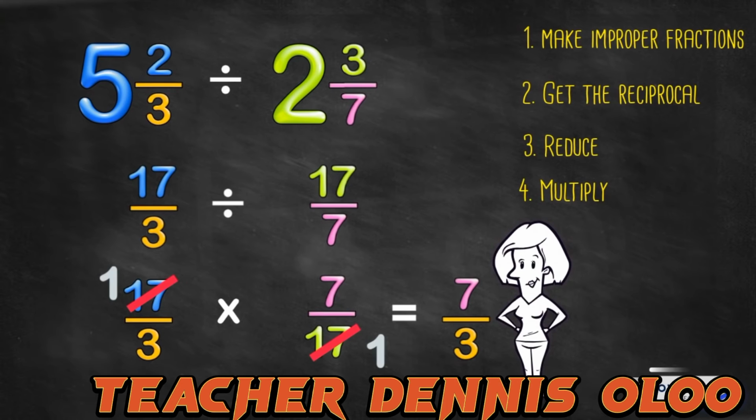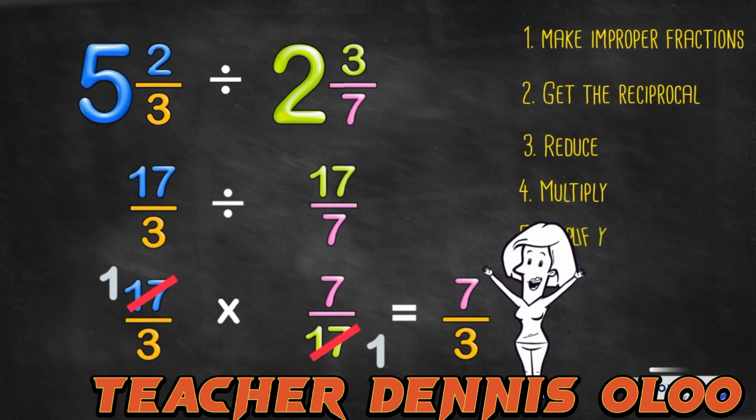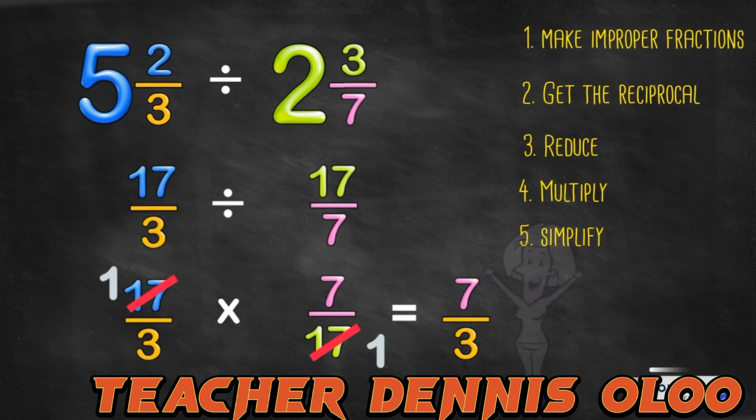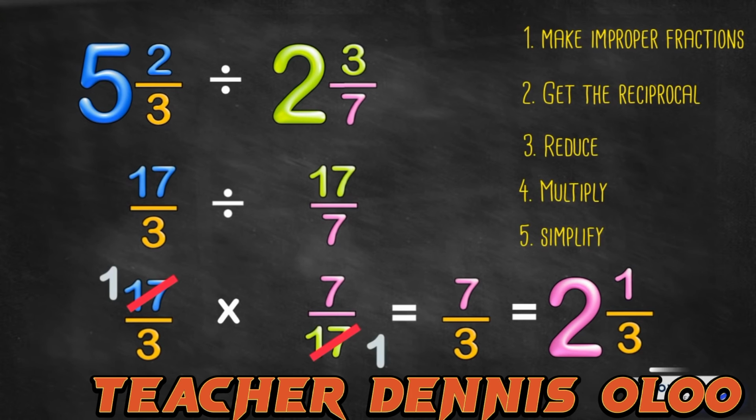You know we never leave our answer as an improper fraction. Simplify it. Change it to a mixed number at the end. So, how many 3s in 7? 2 whole groups of 3 are 6, and there's 1 left over. Keep the denominator of 3 and we're done. 2 1/3 is your answer.